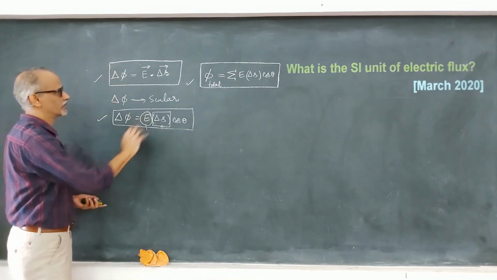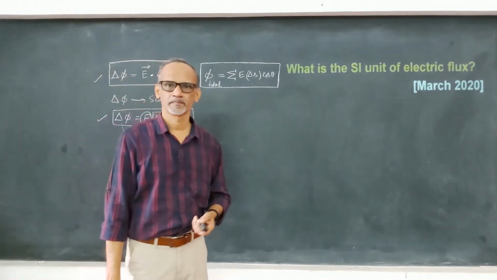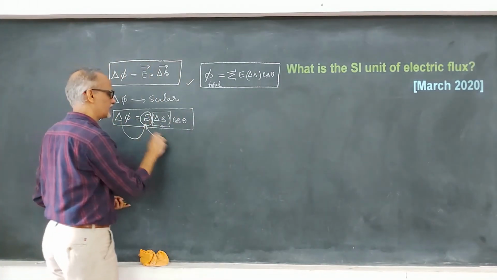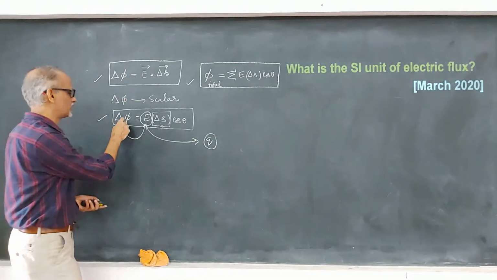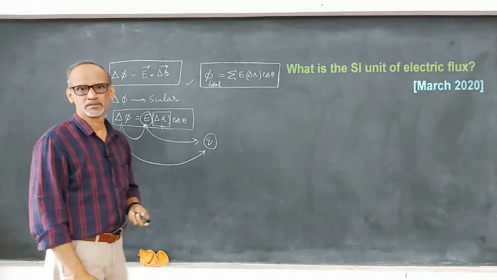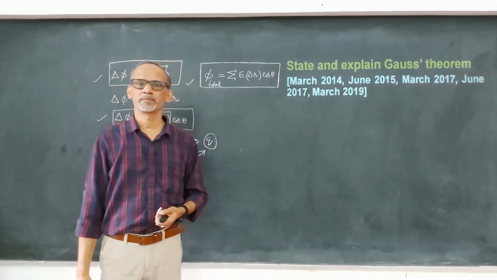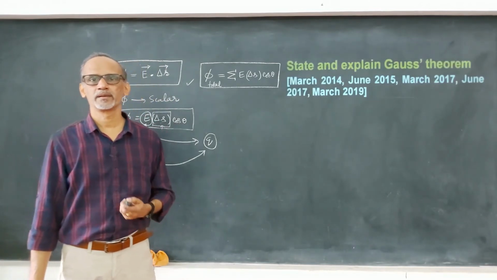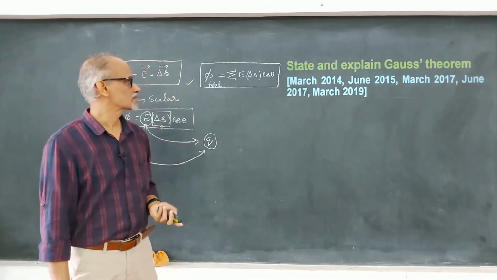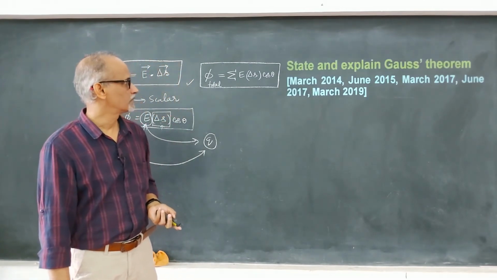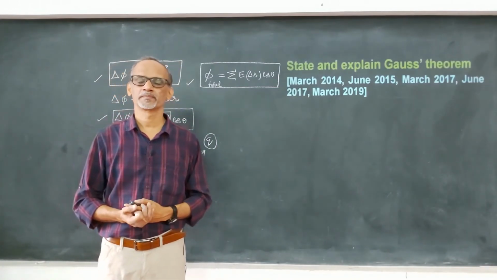In this equation, we get to see that flux is related to electric field. Electric field in turn depends on the charge. And that relation between the flux and the charge is given by a theorem, and the theorem is called Gauss theorem. Again, you will find almost 1, 2, 3, 4, 5 times this question has appeared. State and explain Gauss theorem.